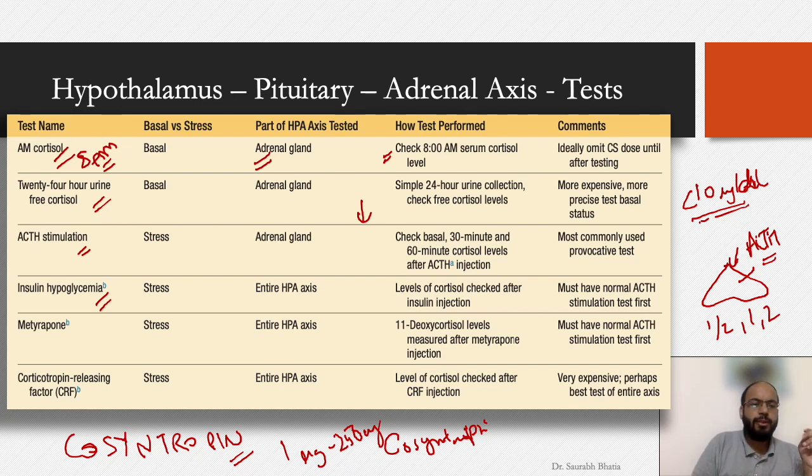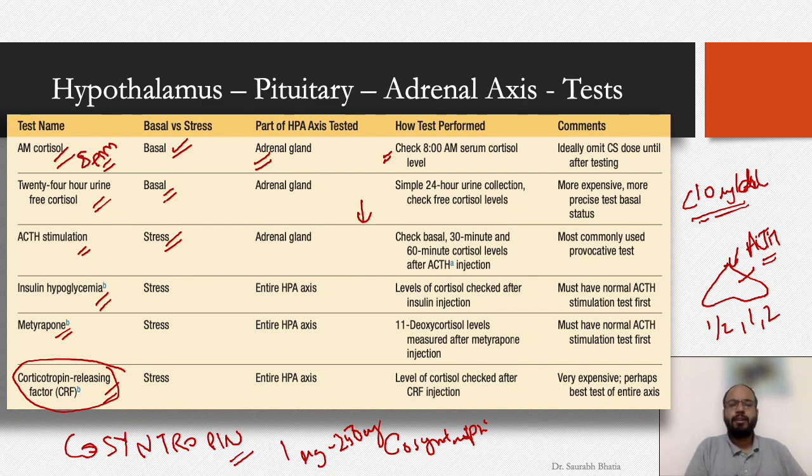The other two tests I am not going to detail, they are not much important: metyrapone and corticotropin releasing factor. Okay. The corticotropin releasing factor test is the best out of the list, but it's very expensive. It is not done routinely. We just do the 8 a.m. cortisol and ACTH stimulation test, and if possible, the urine catecholamine levels. Other than that, no test is usually done.